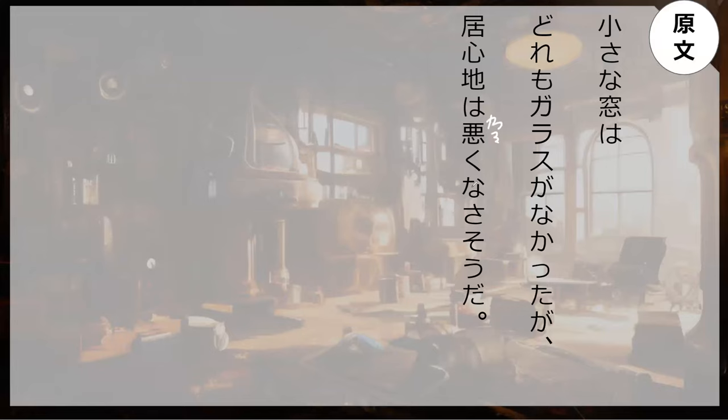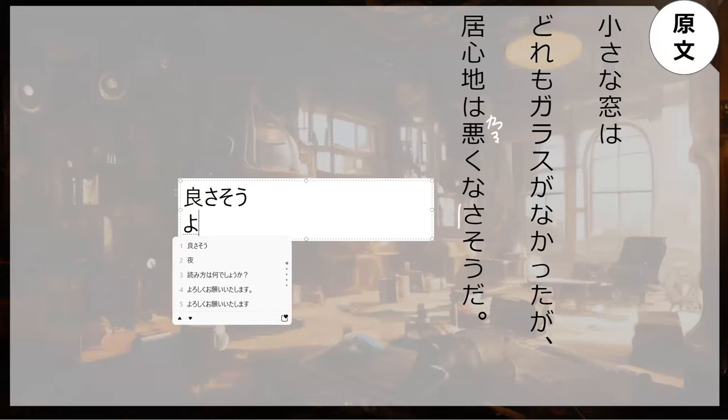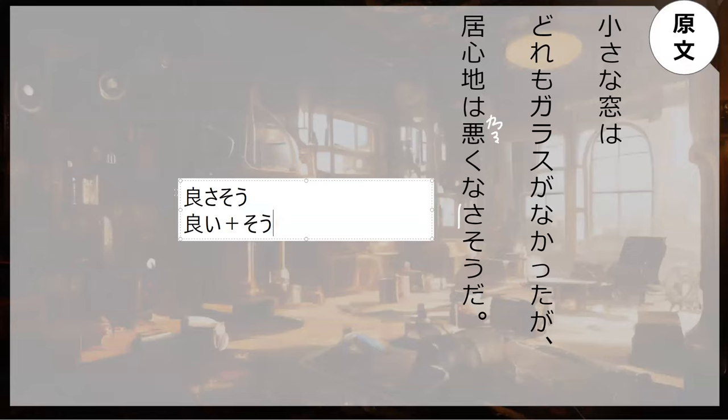Is it the positive form? No, it's the same as warukunasou. The sa is just added, like yosasou from yoi plus sou. It doesn't look bad. Right, it does not look bad.